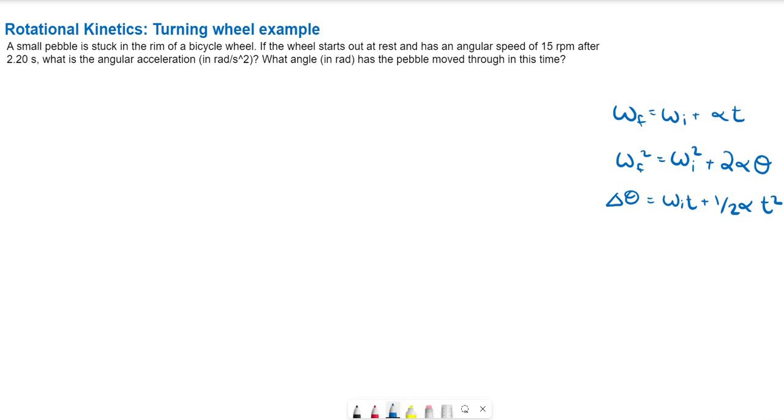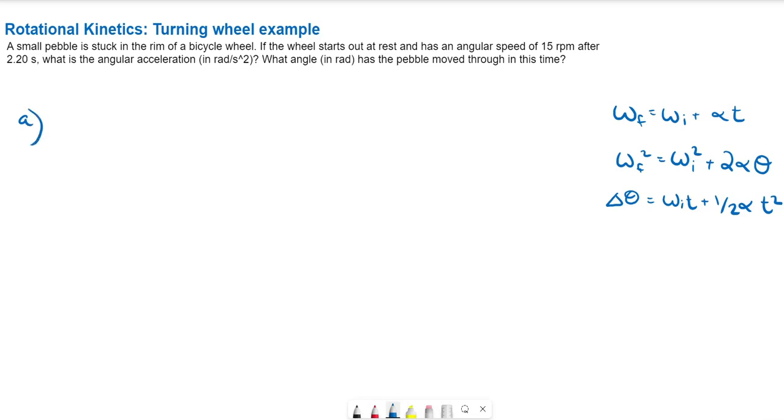So in this problem, we have a small pebble that's stuck in the rim of a bicycle wheel. And if the wheel starts out at rest and has an angular speed of 15 RPM after 2.20 seconds, we want to know the angular acceleration and then the angle that the pebble has moved through in this time. So in the first part, we'll call this part A, we want to find the angular acceleration.